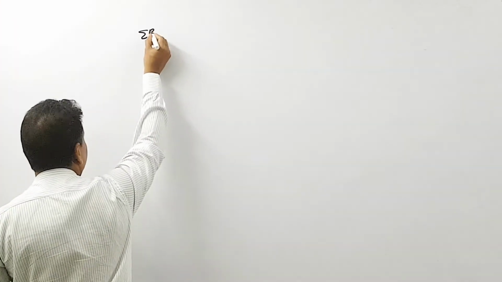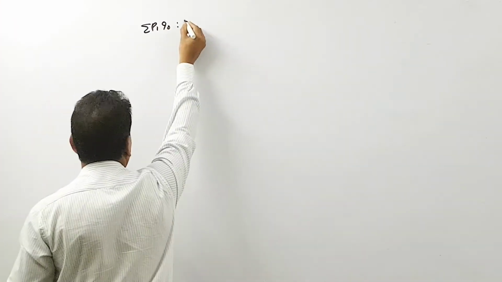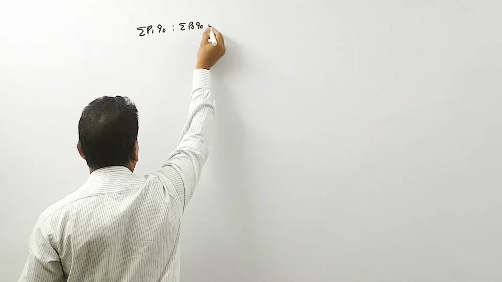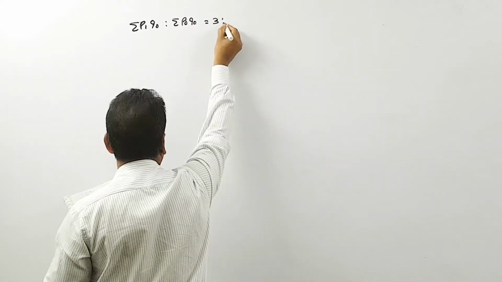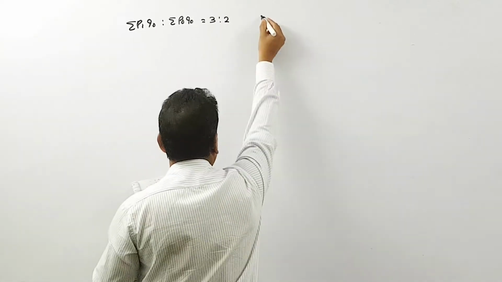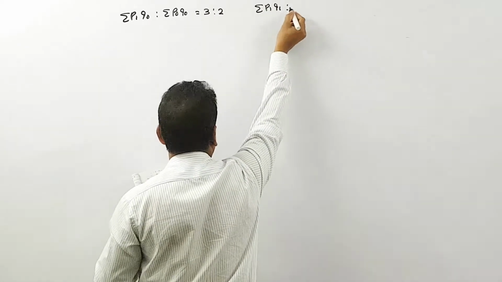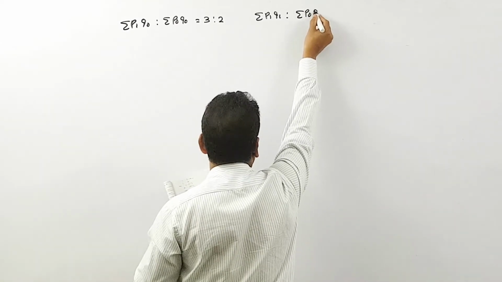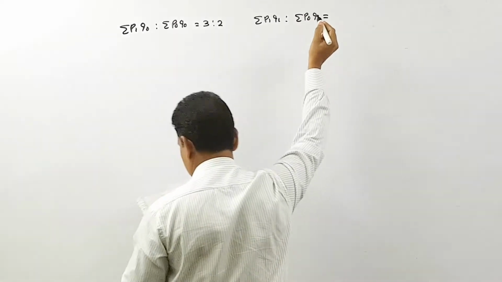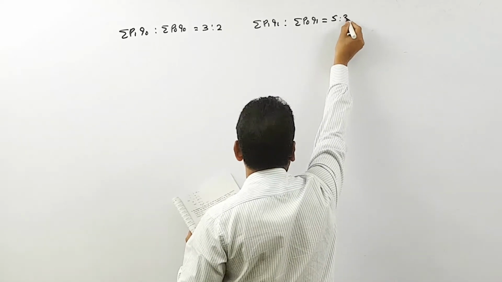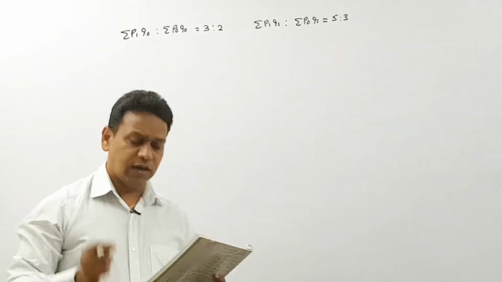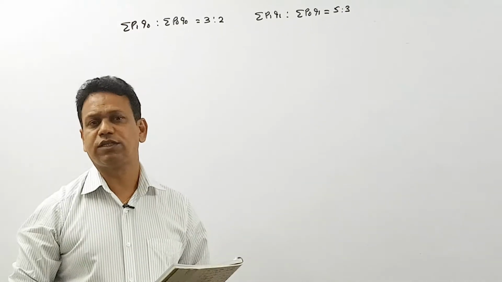Okay friends. Now we are going to move on to the fourth question, that means 24.4. So now the question is that if sum of P1 Q0 to sum of P0 Q0 is equal to 3:2, then sum of P1 Q1 to sum of P0 Q1 is equal to 5:3. Okay. Find Laspeyres, Paasche's and Fisher's index number.